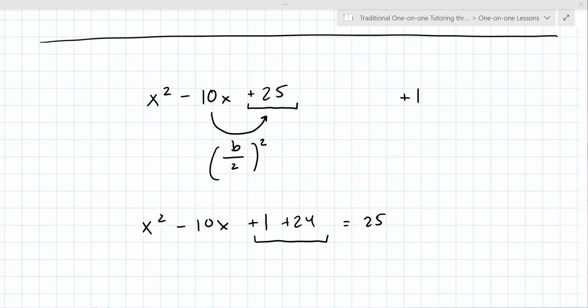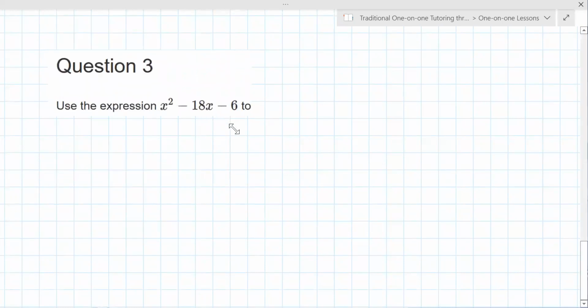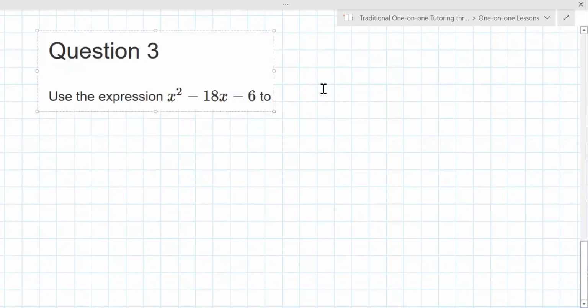All right, so let me grab a question here. So you're in this completing the square, and I guess I need to show you some examples of how to do this. Unfortunately, it looks like they do a lot of the more difficult type. The instructions say use the expression to complete the square.